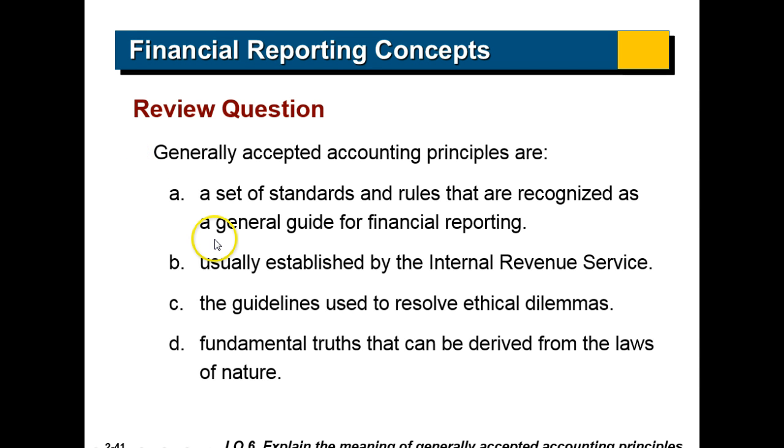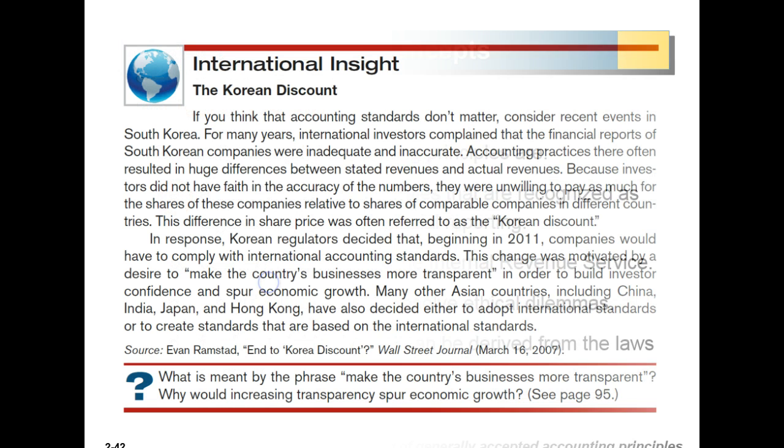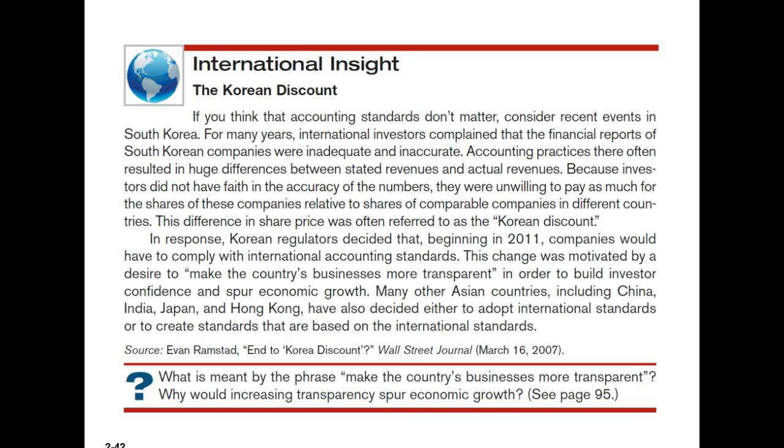Generally accepted accounting principles are A, a set of standards and rules that are recognized as a general guide for financial reporting; B, established by the IRS; C, the guidelines used to resolve ethical dilemmas; or D, fundamental truths that can be derived from the laws of nature. A. Okay.